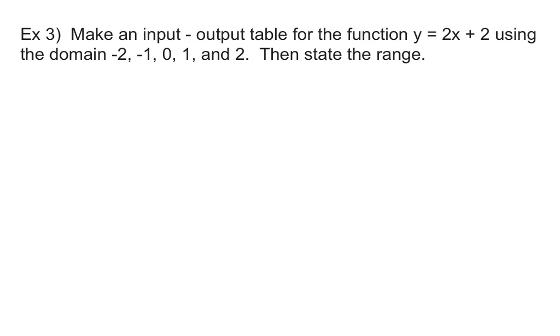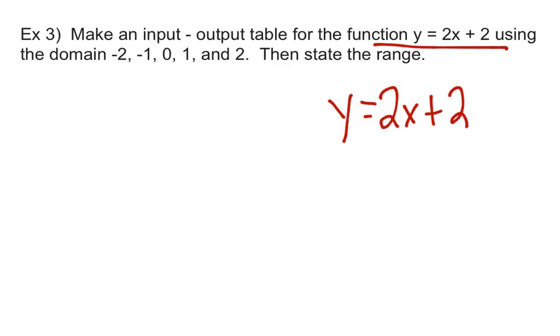Again, it says make an input-output table for the function y equals 2x plus 2. So y equals 2x plus 2. That's the function I'm going to use. Okay, using the domain negative 2, negative 1, 0, 1, and 2. So there are 5 numbers. That means I have to do this problem 5 times. Then state the range. So input-output table.